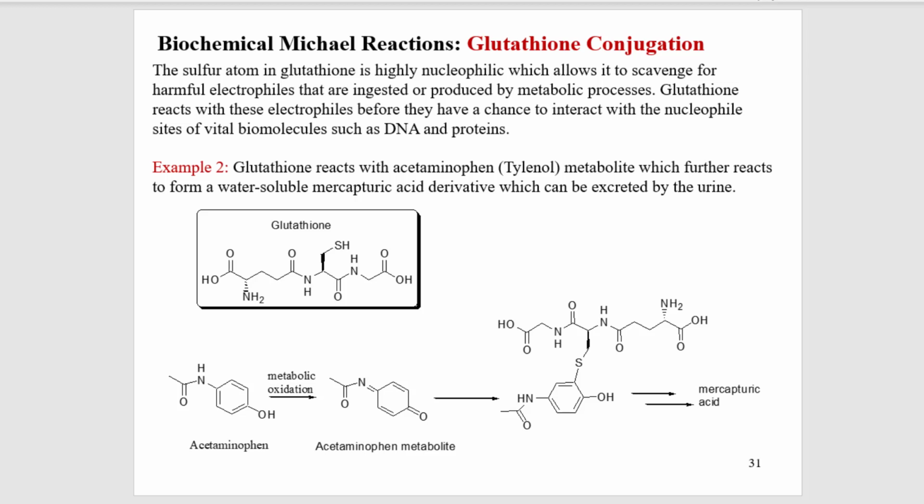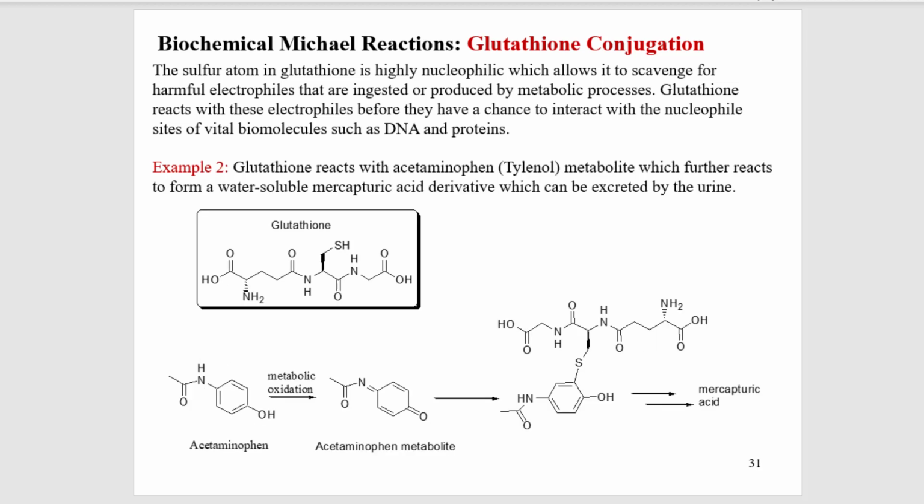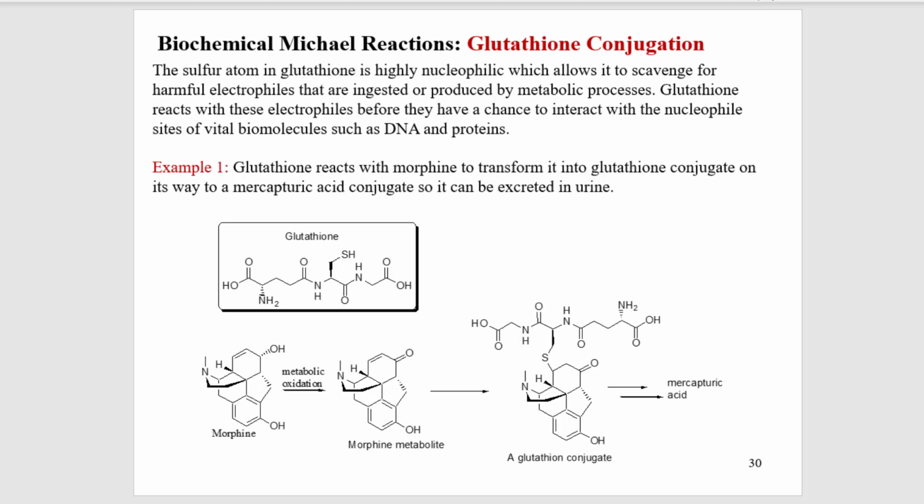This is slide 30. And this one shows how we can get certain compounds that enter the body, for instance, like morphine. And in the next slide, we're going to see acetaminophen. The metabolic pathway to excrete these compounds so that they don't wreak havoc in other ways is to go through a pathway leading to mercapturic acid.